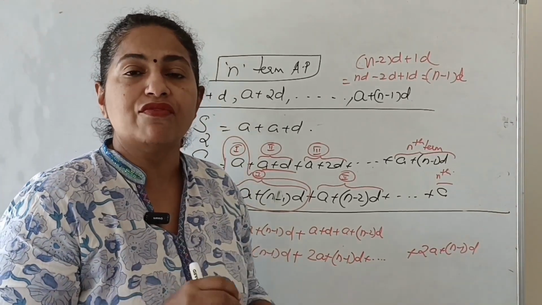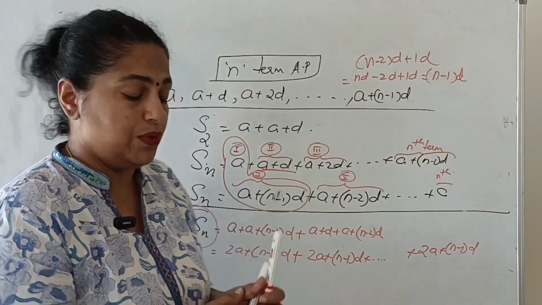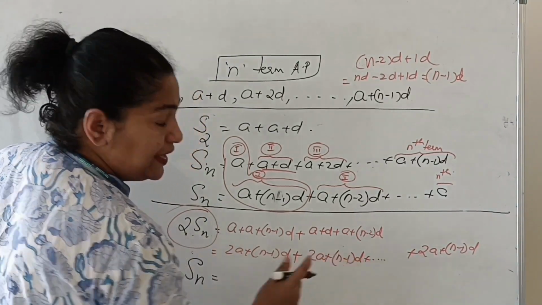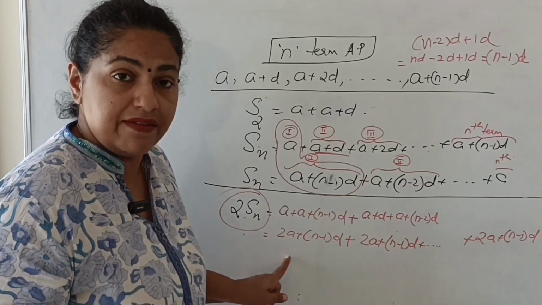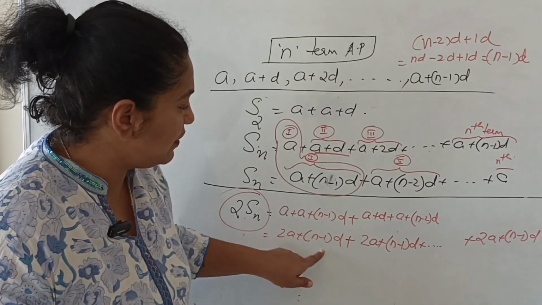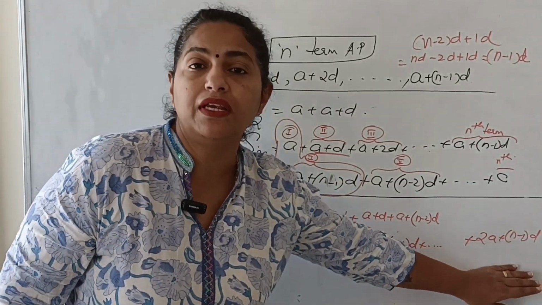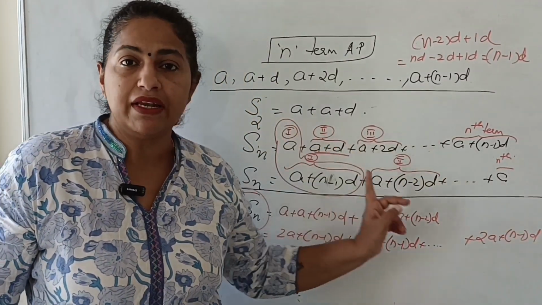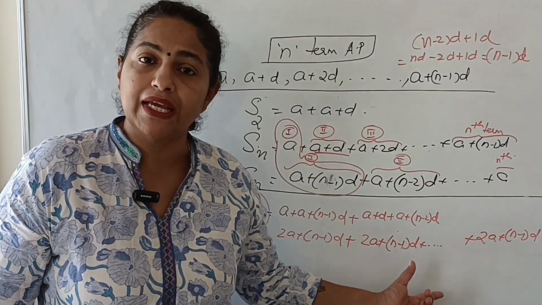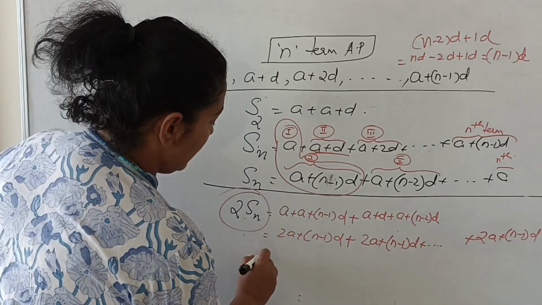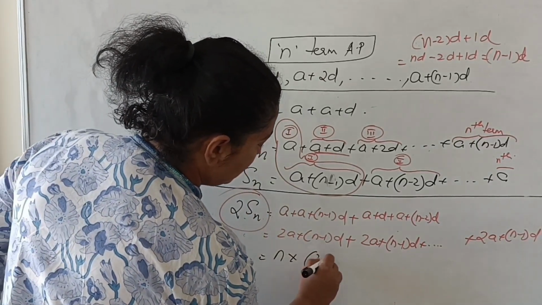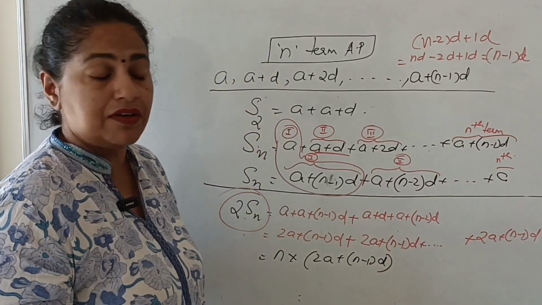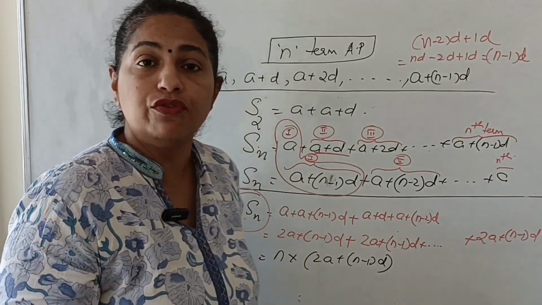Okay. Now, let us find out what Sn is equal to. So, the sum is equal to the whole thing divided by 2. You can see here 2a plus n minus 1d is repeated how many times? It is repeated n times. N times of the first one plus n times of the second one, right? So there should be n terms in this. So you have n into 2a plus n minus 1 into d. Correct? That is, as I told you, twice the sum.